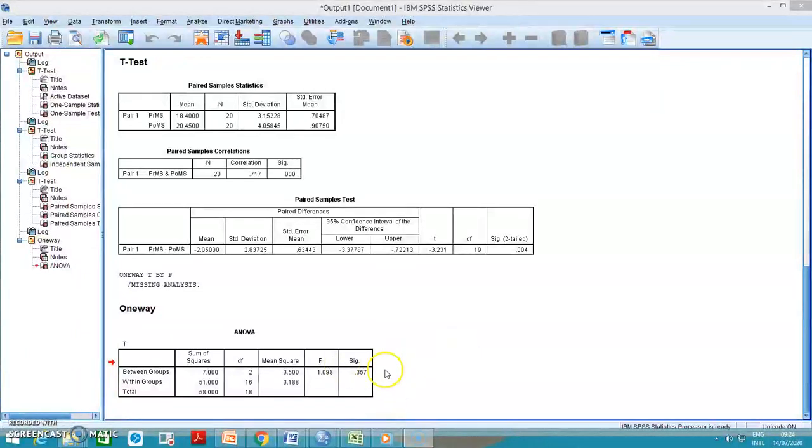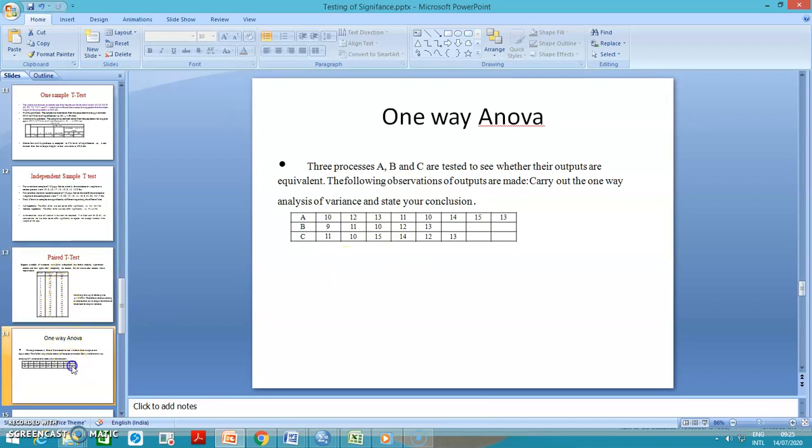In the hypothesis, it remains either all the processes are the same or all the processes are different. In the null hypothesis, we have given that all the processes are same. In the alternative hypothesis, we have given that all the processes are not same. So in this case, the conclusion is that all the three processes are same. Whether their outputs are equivalent or not, they have asked, and we have accepted our null hypothesis and given our conclusion.